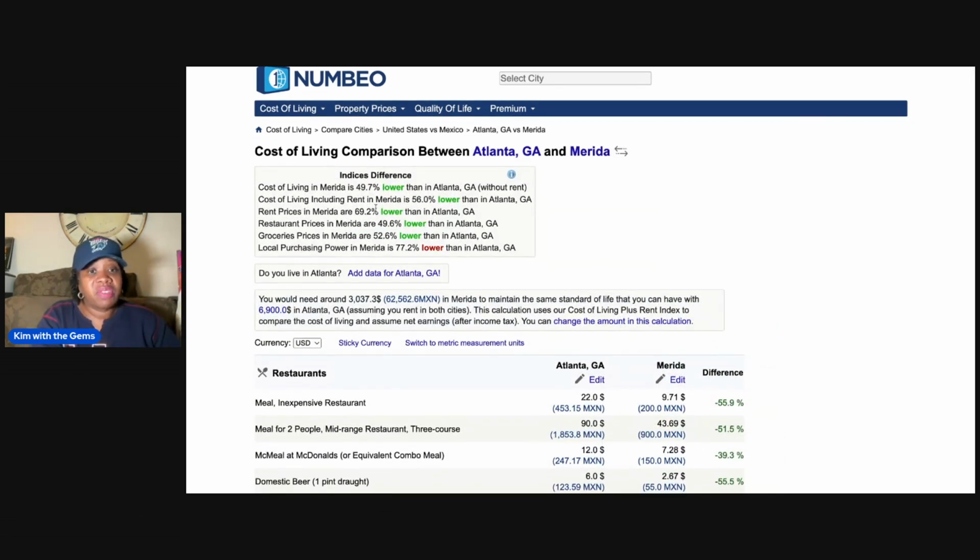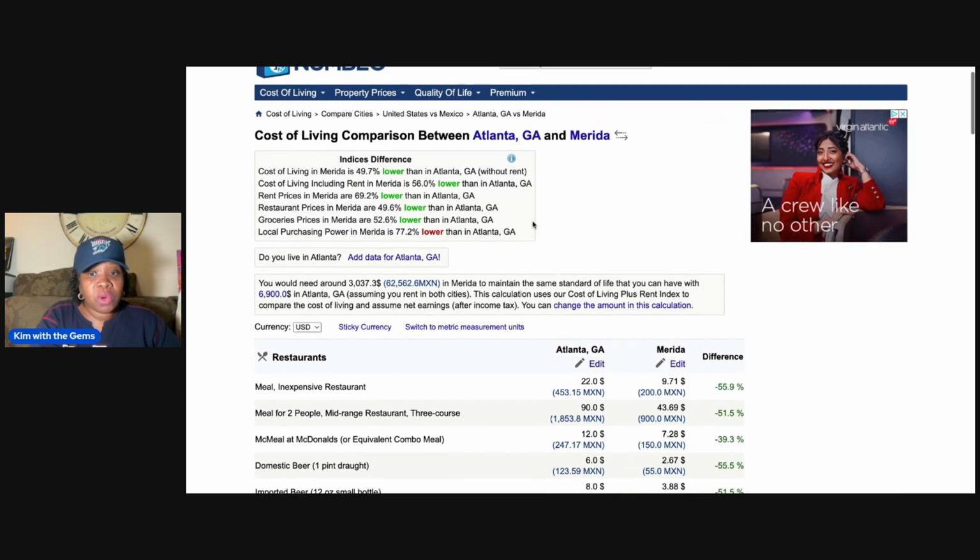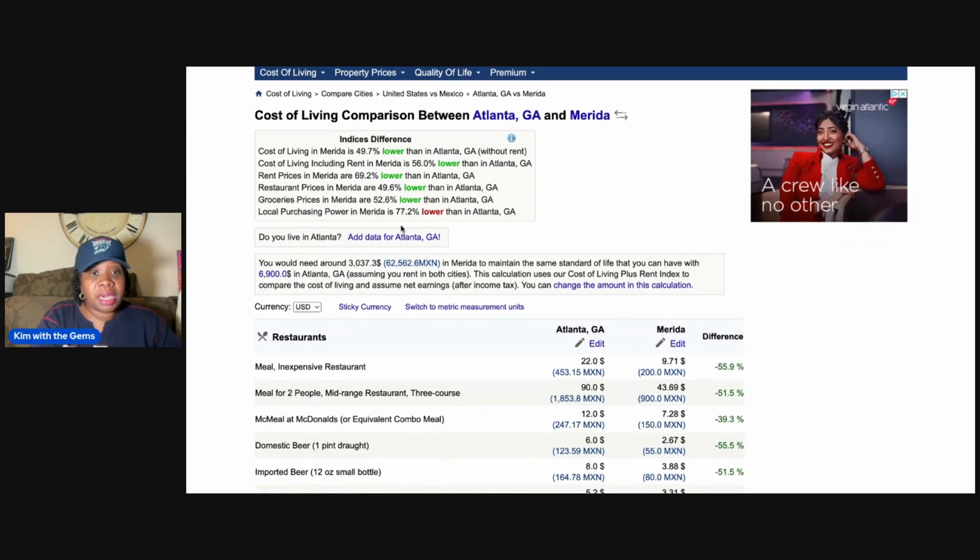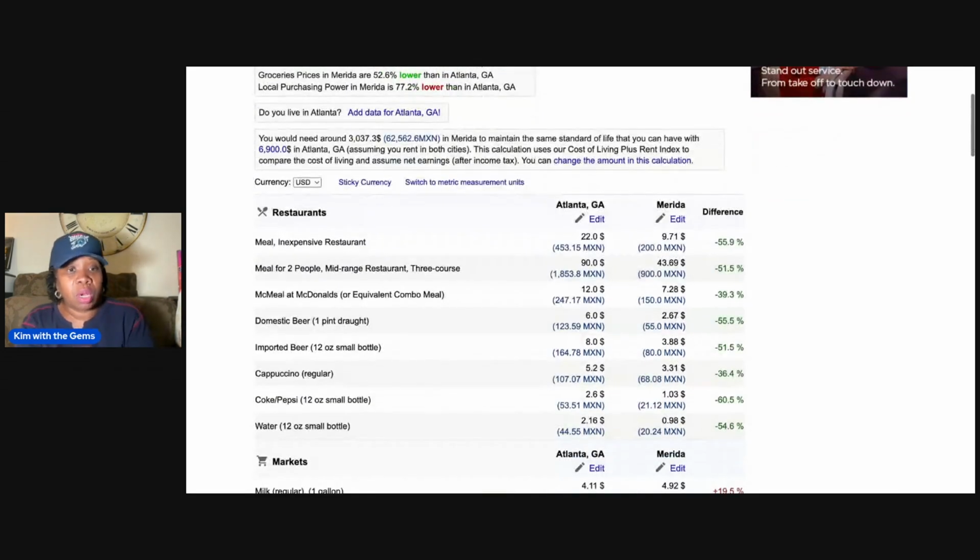And again, cost of living in Merida. Can y'all see this? I want to make sure. Yeah, okay. Cost of living in Merida is 49% lower than in Atlanta without rent. Cost of living, including rent, is 56% lower than in Atlanta. Rent prices in Merida are 79.2% lower than Atlanta. Restaurant prices are 50% lower. Grocery prices are 53% lower. And local purchasing power in Merida, of course, is 70. It's always going to be lower.